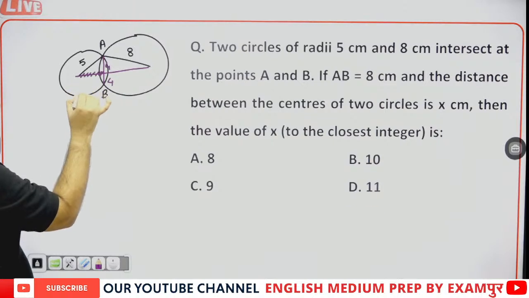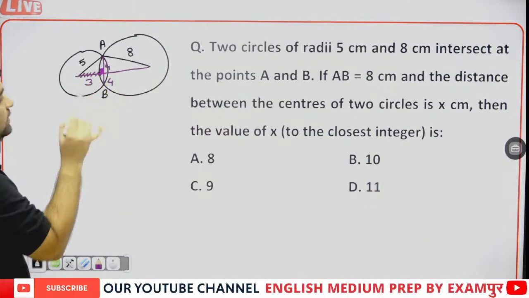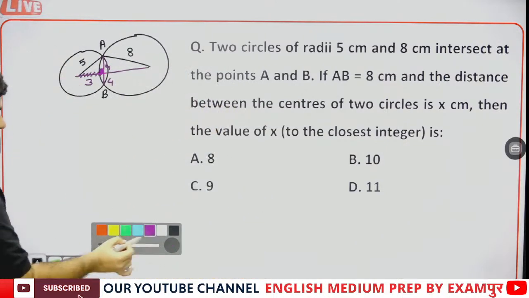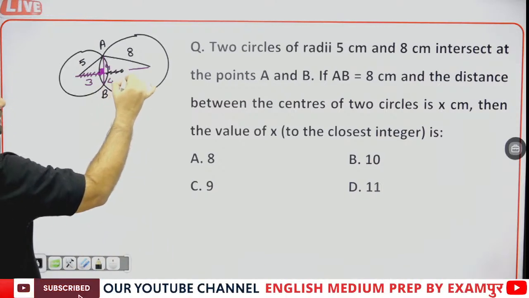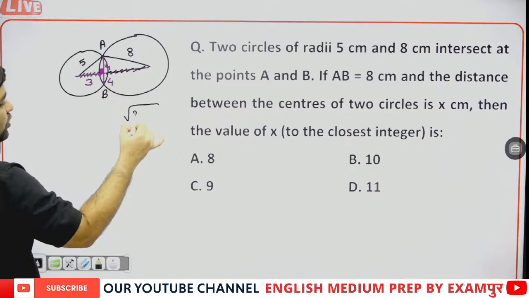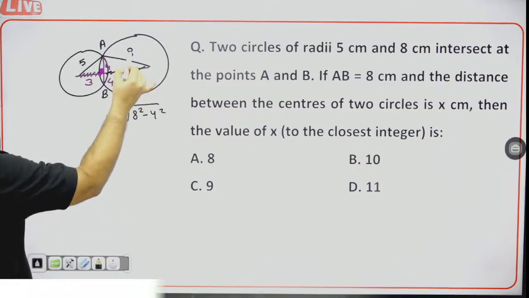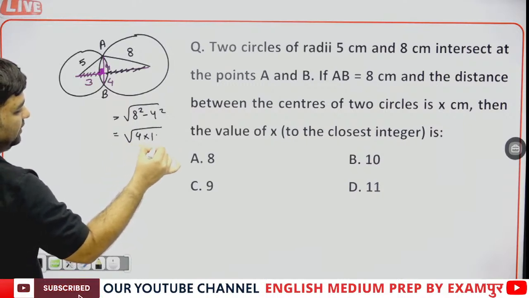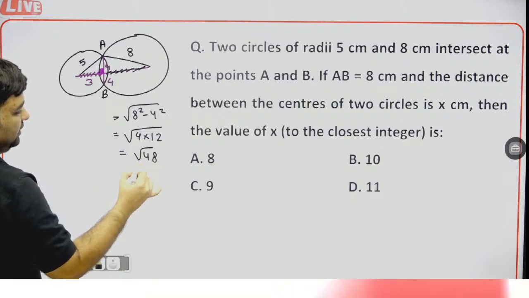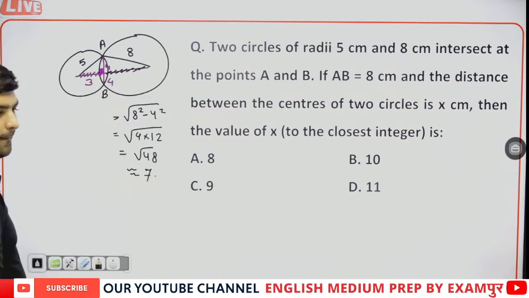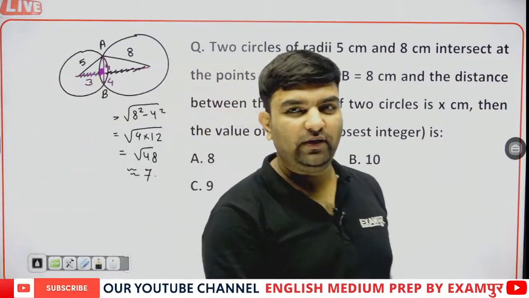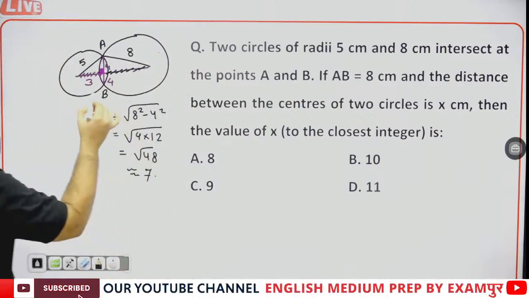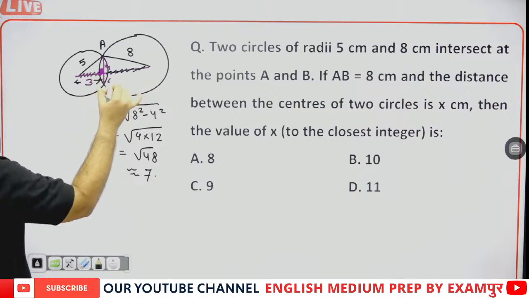This is going to be a 5, 4, 3 triangle, Pythagoras. And this distance is going to be under root of 8 square minus 4 square, hypotenuse minus perpendicular. A minus B, A plus B. Under root 48, approximately equal to 7. So you will say, sir, this portion is 3 and this is 7.